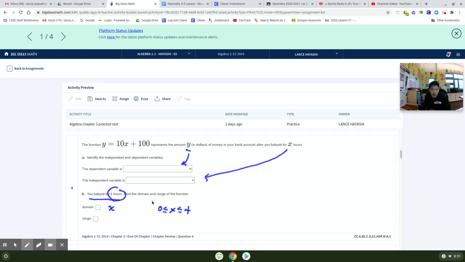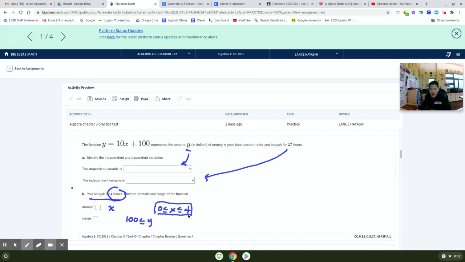So this would be the domain, and then the range is y, or the amount of money in your bank account. So you actually have to plug 0 back into the equation. 10 times 0 is 0, plus 100 is 100. What that means is before you babysit, you really have $100 in your account already. So that's the minimum amount that you have in your account, $100. That's the amount that you start with. And then we're talking about the range, so that's y. y would be greater than or equal to 100.